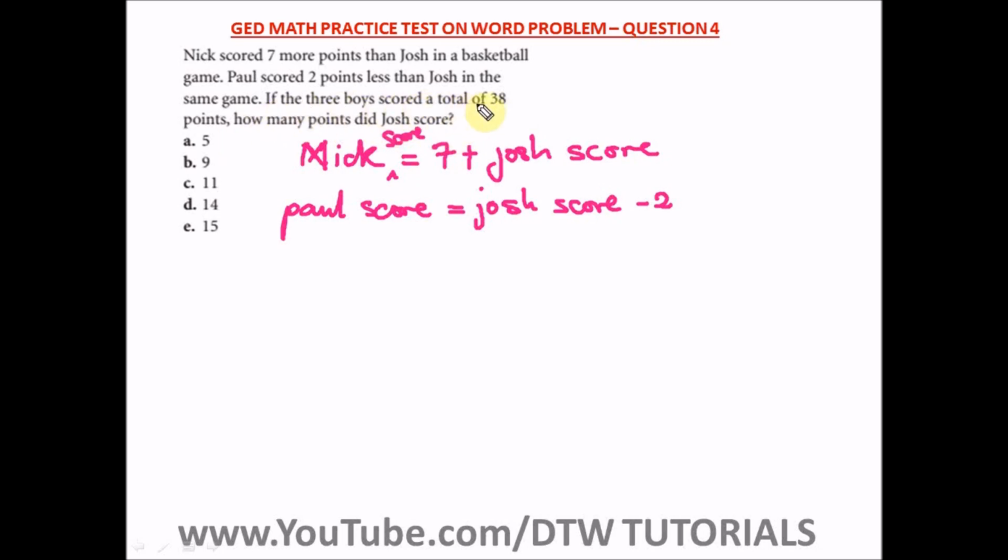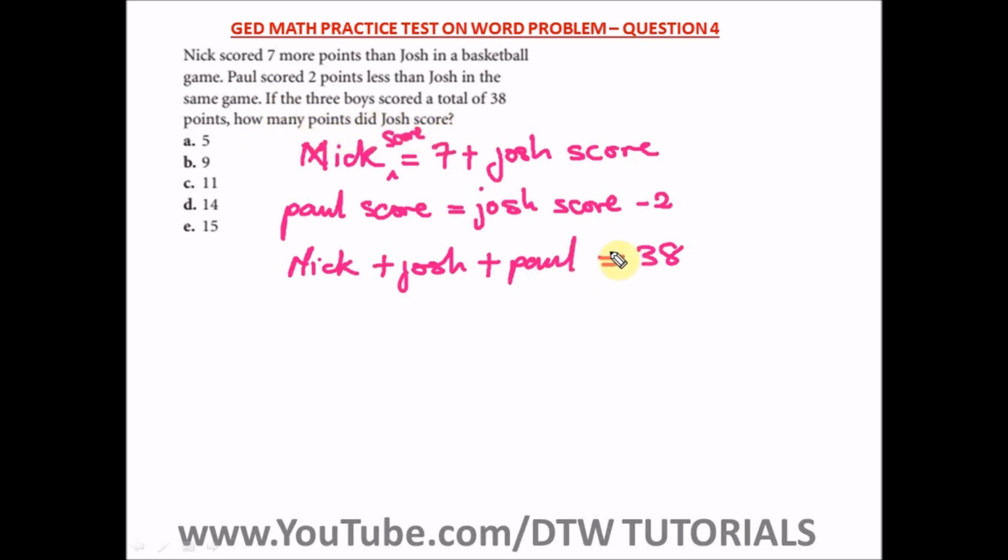If the 3 boys scored a total of 38 points, that means Nick's score plus Josh plus Paul score is equal to what? 38. This is what the statement means, okay? How many points did Josh score?